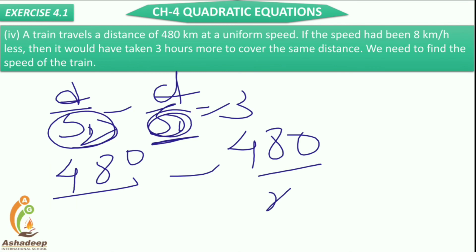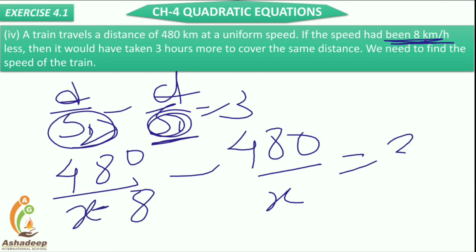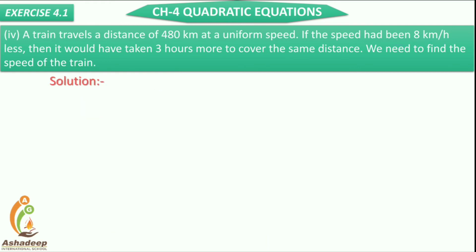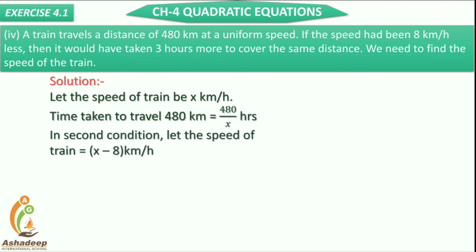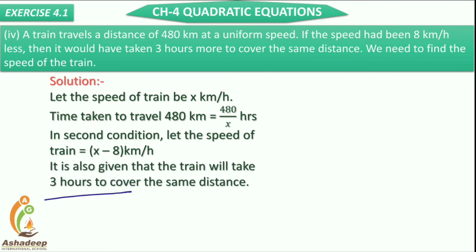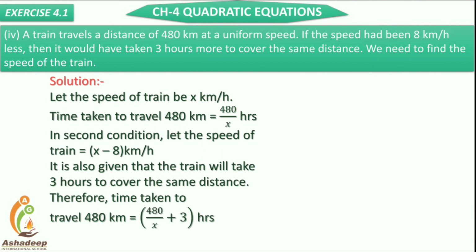इनिशियल स्पीड हमारी x किलोमीटर्स पर आवर है. उसमें 8 किलोमीटर पर आवर कम कर दिया है, तो x माइनस 8. So that is going to be the 3. अब इसको सॉल्व करेंगे तो हमको हमारा आंसर मिल जाएगा. So let's see that the speed of the train is x kilometers per hour. Time taken for the 480 kilometers is 480 upon x hours. In the second condition, the speed of the train is decreased by 8, so it is x minus 8. So time taken is 3 hours more. Therefore, the time taken for the second is 480 by x plus 3.